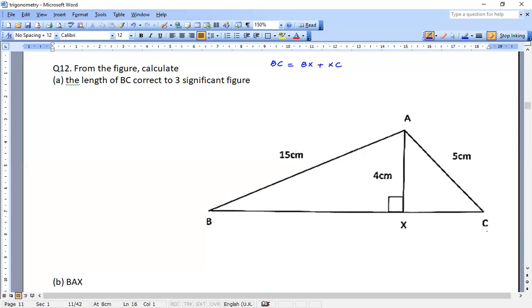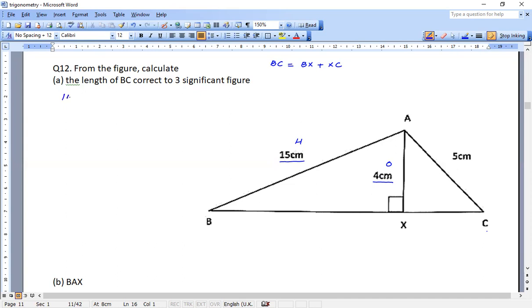So if you look at BX only, BX is the side of a right angle triangle AXB. And in AXB, I have two sides known. One of them, let's say, is the opposite, which is 4. This is opposite. And I have this, which is, let's say, hypotenuse. So I can use the Pythagoras theorem to find out the length of BX.